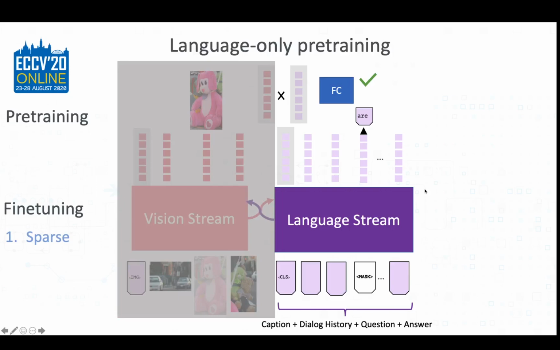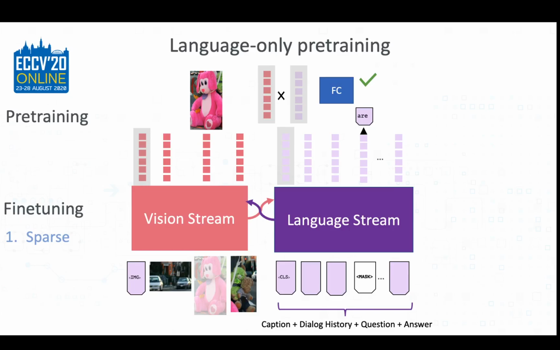We also train a variant where we remove the vision stream and the co-attention layers and fine-tune the language stream with sparse annotations from VisDial. We then introduce the vision stream and the co-attention layers and fine-tune the entire model on the sparse annotations. This variant helps us put gains coming from vision and language pre-training in perspective.